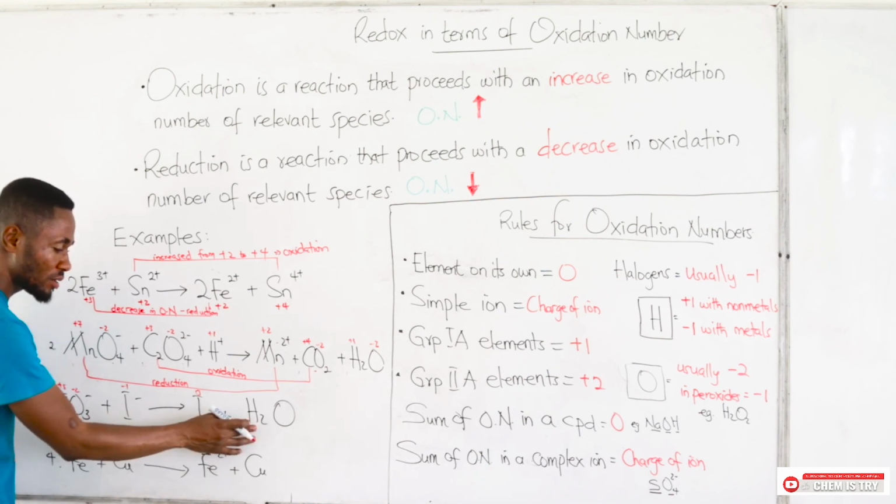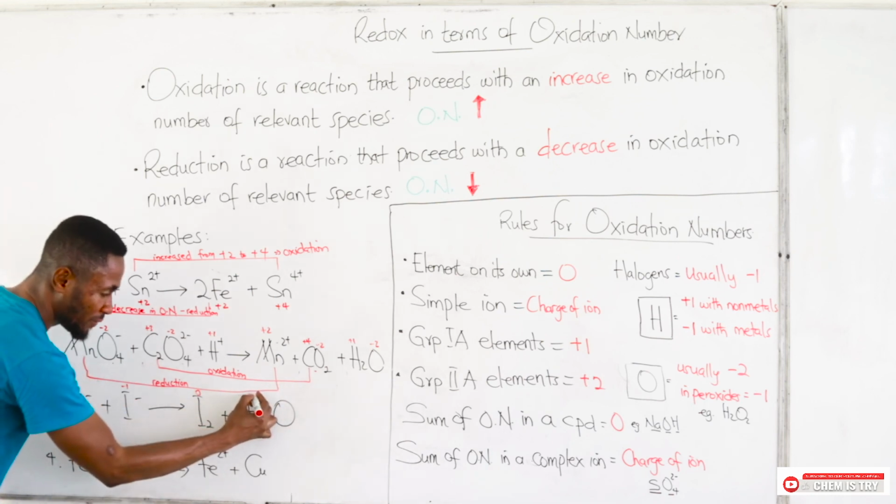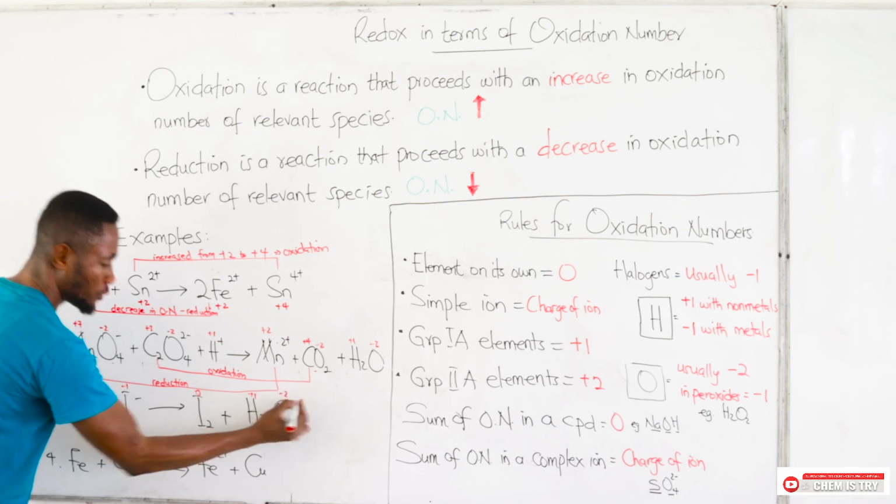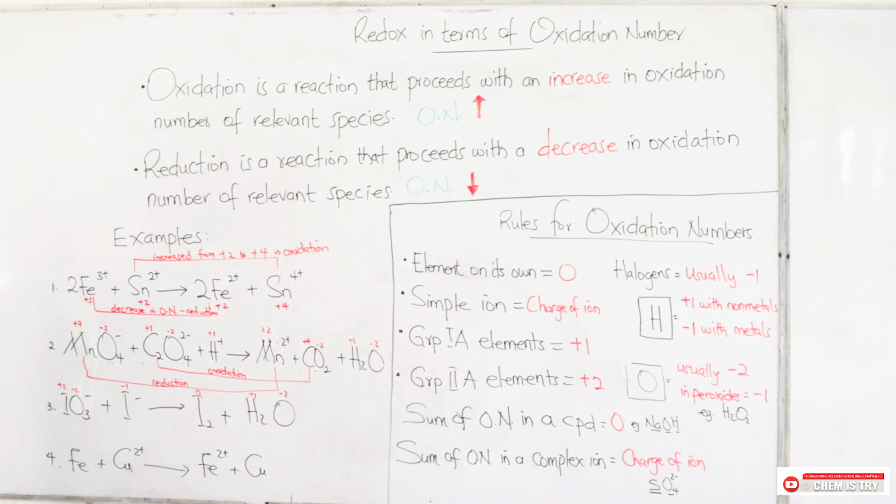Then with water, we know hydrogen positive 1, oxygen negative 2. Now you realize we don't have hydrogen over here, right? Which means this equation is not balanced there. But we are not going to worry about balancing this equation for now. But we want to see which species is undergoing oxidation and which one is undergoing reduction. That is what is important to us for now.